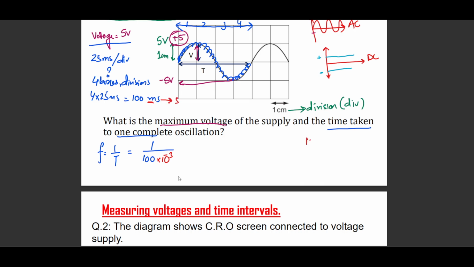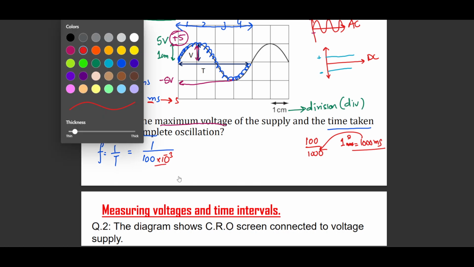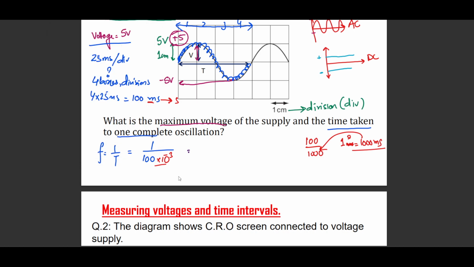And how can you do that? You can just divide 100 by 1000, right? Because 1 second is equal to 1000 milliseconds. So to convert that, we have to divide it, right? Or you can just add the prefix from the prefix table that you should have memorized by now, and then whatever answer you get, that will be in hertz, right?